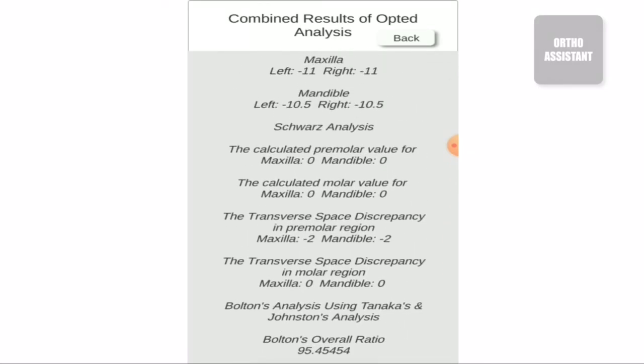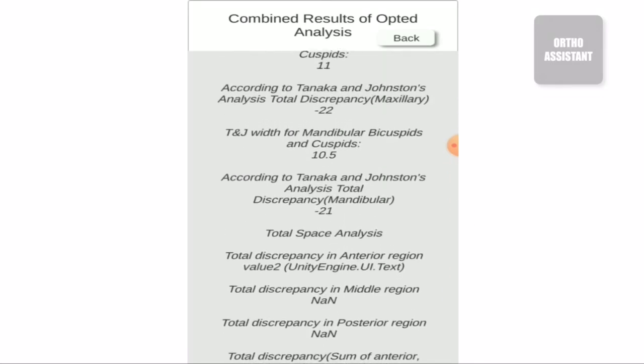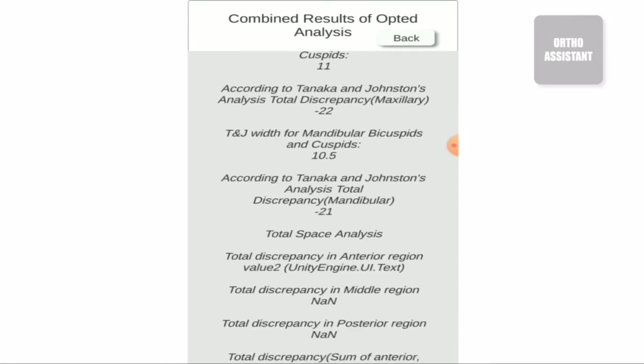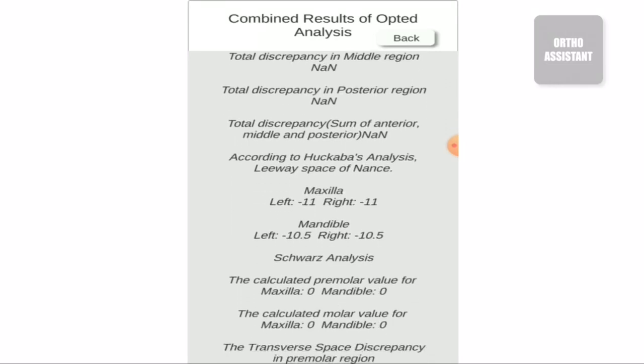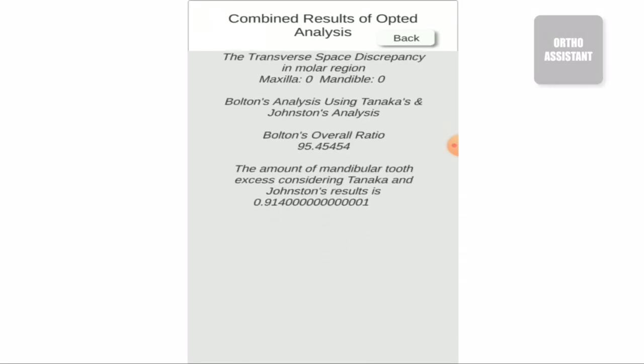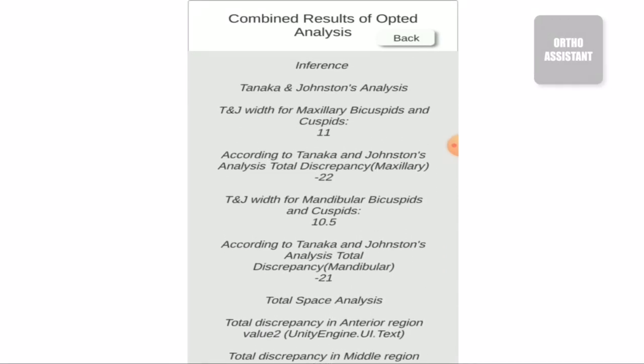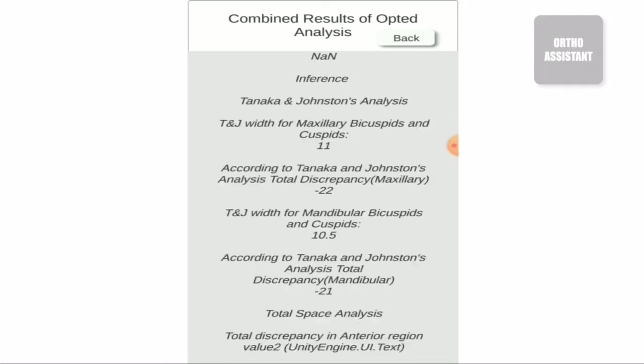These are the default values, these are not correct. Once you do the actual analysis for the patient, the actual measurements will be displayed here. And you can see the Korkhaus palatal index will come with the inference. Tanaka Johnson, everything, whatever results are displayed, will be displayed in the single page, and you can have all the results in a single page. You can take a screenshot. No need to save the individual values of teeth, only the result you can save.